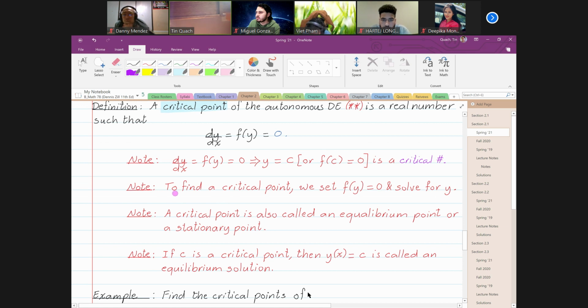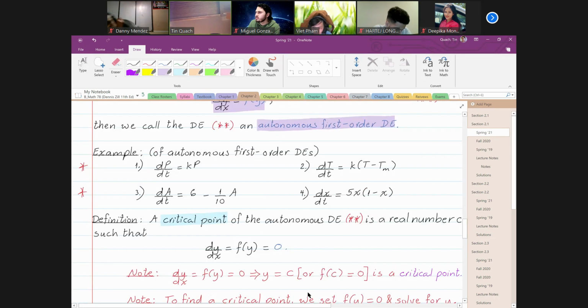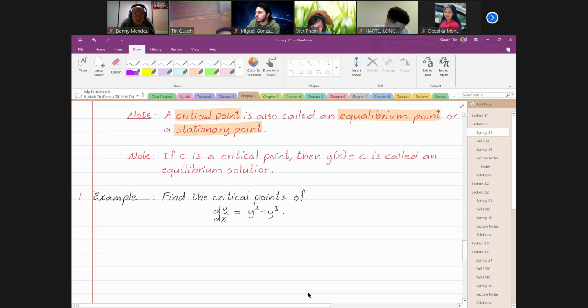So note, I use a lot of notes. To find a critical point, I should say a critical point, not number, we set f of y equal to 0 and solve for y. So basically you set this equal to 0 and solve for y. A critical point is also called an equilibrium point or a stationary point. They all mean the same thing, so make sure you know that. Okay, so example. We have example 1, 2, 3, 4, so it should be example 5. So let's call it 5 here.